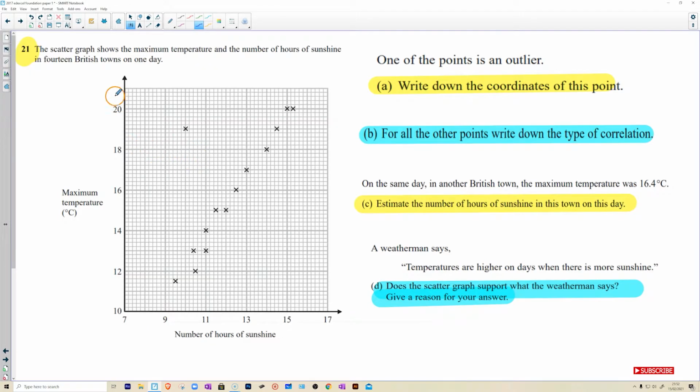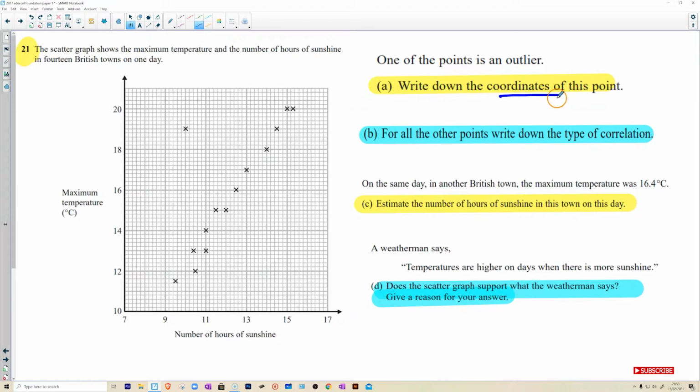For this question, we're told the scatter graph shows the maximum temperature and the number of hours of sunshine in 14 British towns on one day. So we've got all these marks here which represent different towns in Britain. On this side we have temperature, and on this side we have number of hours of sunshine. We're told one of the points is an outlier. Write down the coordinates of this point.